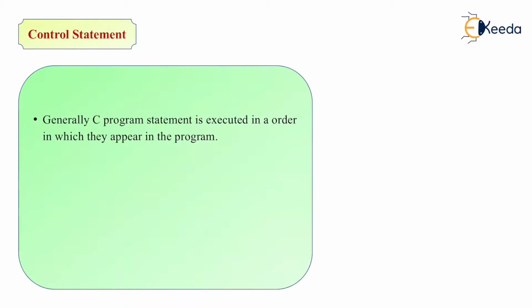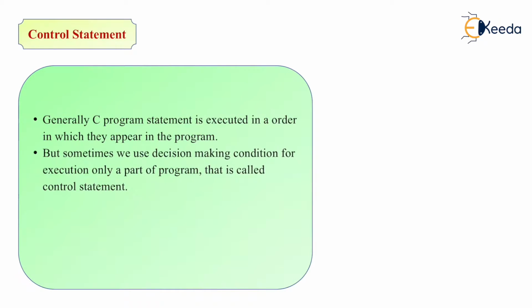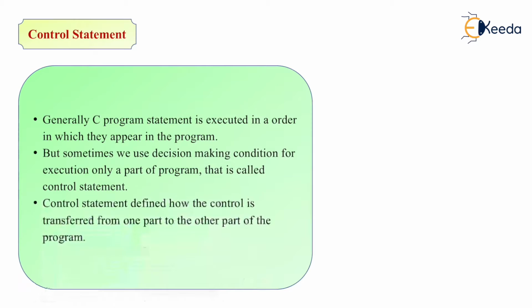Generally, a C program statement is executed in the order in which it appears in the program. But sometimes we need to take a decision, making a condition for executing only a part of the program. That is called a control statement. Control statements define how control is transferred from one part to another part.